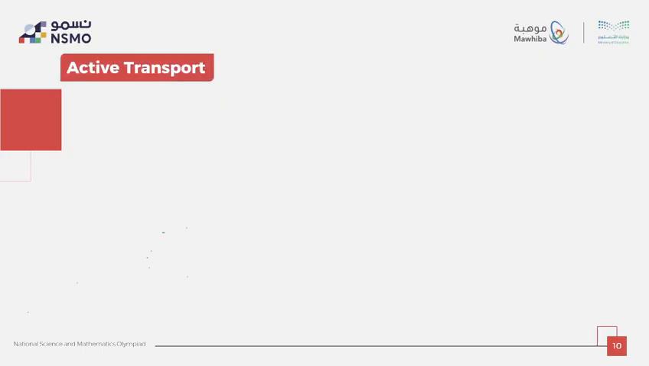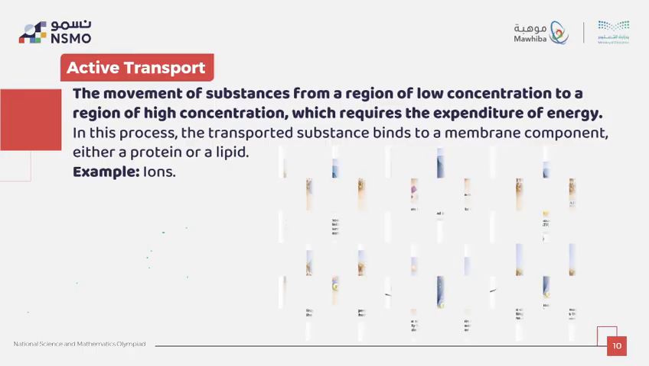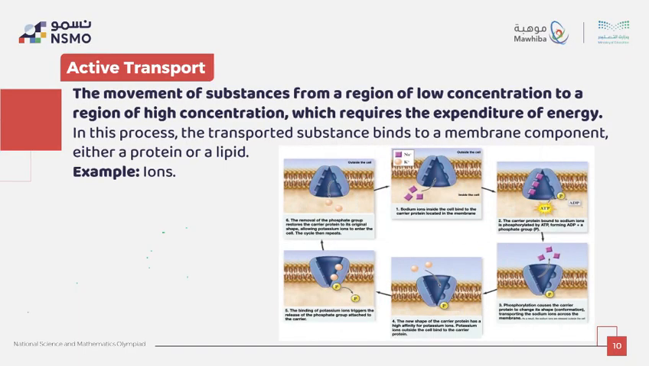Moving to the second main transport process, which is active transport. Active transport is the movement of substances from low concentration to high concentration using energy. Look at this picture, guys. This picture shows a transport protein using ATP energy to move ions across the membrane.